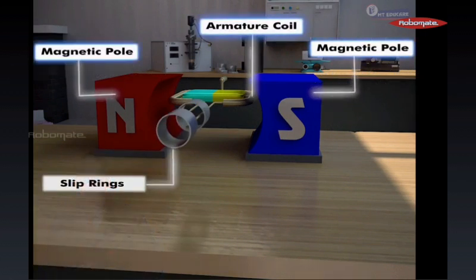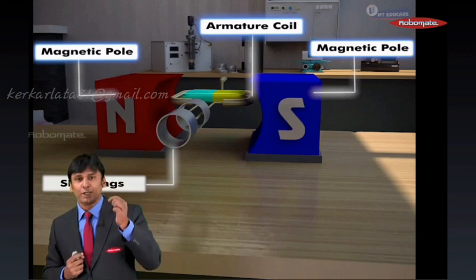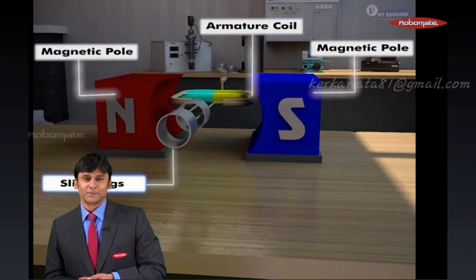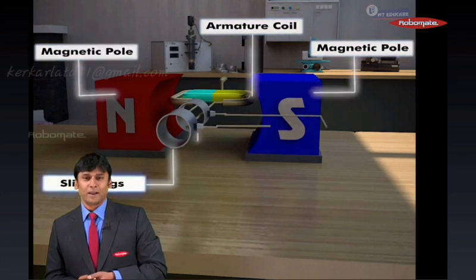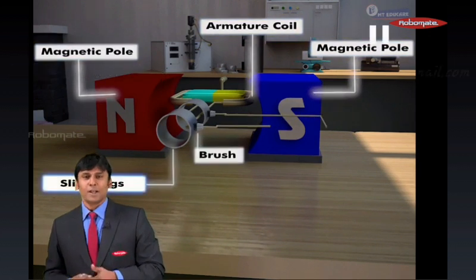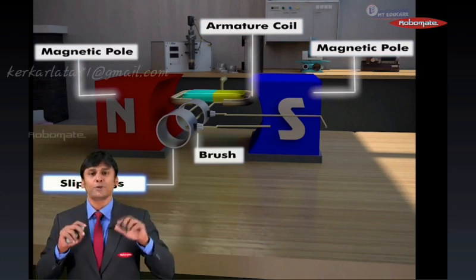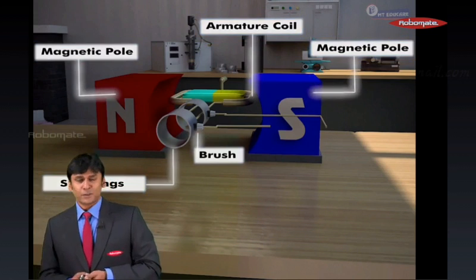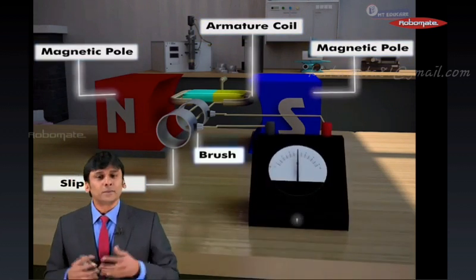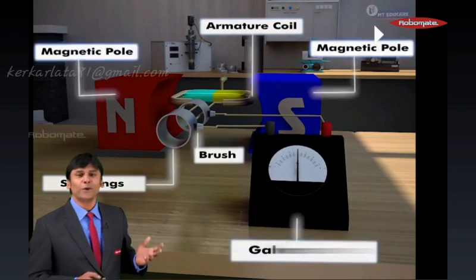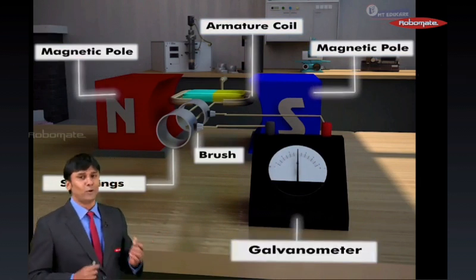Here students, we have a slip ring which is an entire ring and the two ends of the armature coil are fitted to the slip rings. After this particular slip ring, the next part is the brushes. So there are two brushes which are connected to the two slip rings. These brushes are generally made from ebonite or carbon. Coming to the last part, over here, we have connected it to a galvanometer.